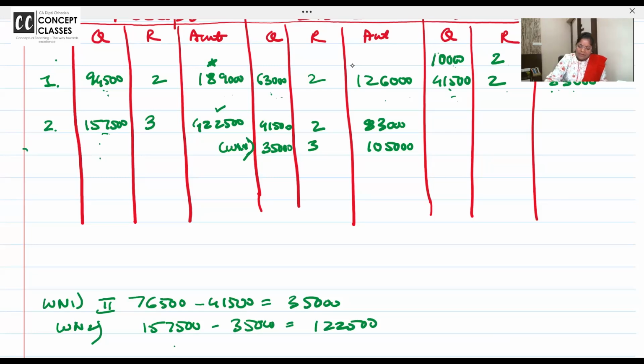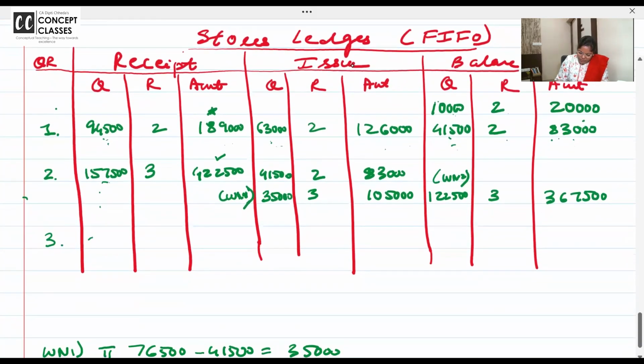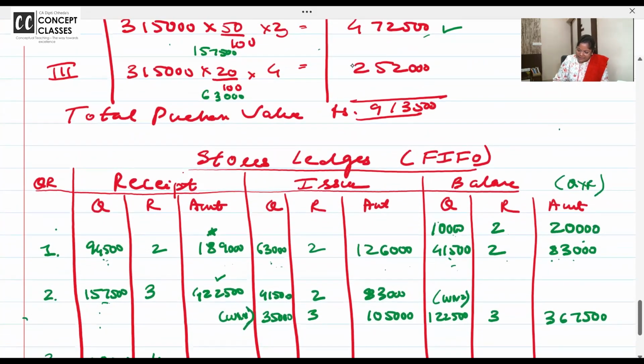122,500 into 3. Leave the line, write the working so that you don't struggle in the second revision. I want all of you to write here working note 2. Now come to the third quarter. Oh, more purchase. Copy from up. 63,000 into 4. किस रेट से खरीदे? 4. 2,52,000. How much do I have to issue in the third quarter? Third quarter, 84,000.